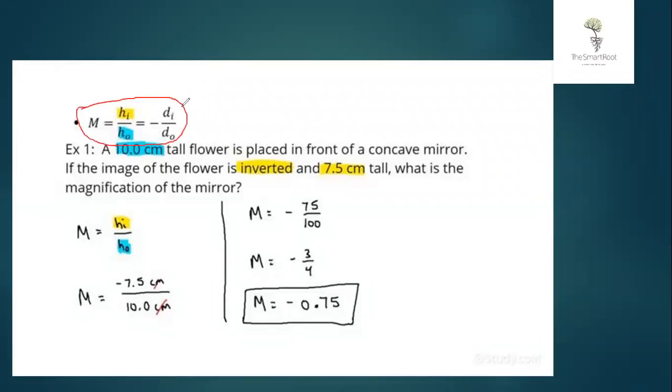m is equal to hi by ho is equal to di by du. This is the formula. I have written it here, look on the screen. This is my formula for magnification. So I am using it in this problem. Okay, how am I using it? Here what is given to me is a 10 centimeter tall flower. Tall means it is talking about height. So I am making use of the first part of the formula.